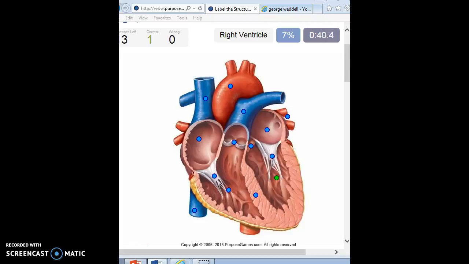Once the ventricles are full, they contract. As the left ventricle contracts, the mitral valve closes, the aortic valve opens. The closure of the mitral valve prevents blood from backflowing into the left atrium, and opening the aortic valve allows the blood to flow into the aorta and throughout the body.